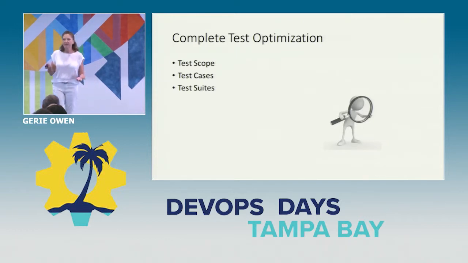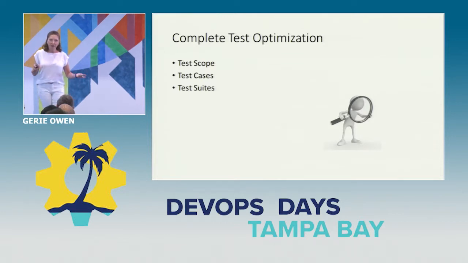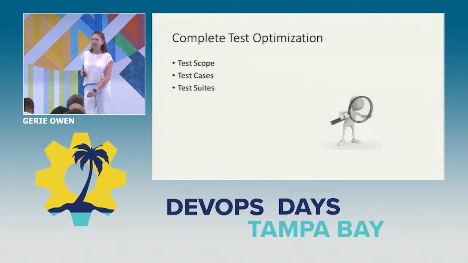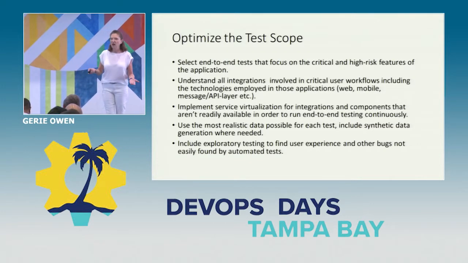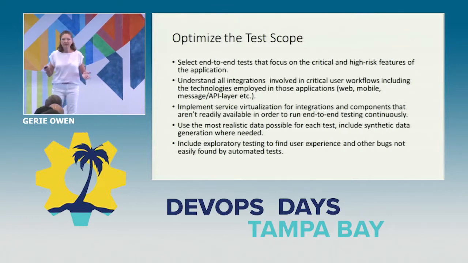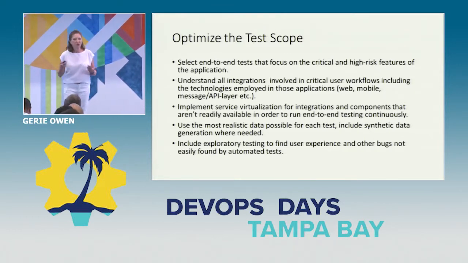So complete test optimization really has 3 parts. We have to optimize the test scope, the test cases, and the test suites. So in the scope, we want to focus on the customer. What's the highest risk features? What's the highest risk code? What's the most used pathways through the application? Those are the ones that we have to focus on.